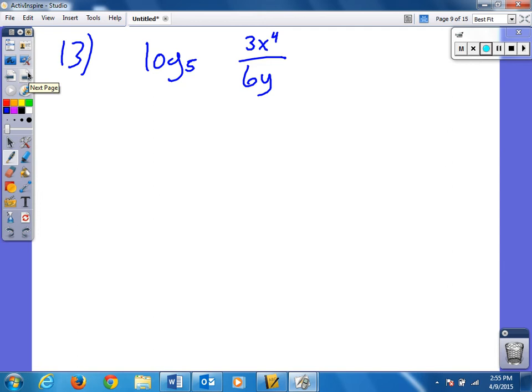For number 13, the first thing you want to do is reduce that fraction. If you don't reduce that fraction, I gave most of the credit, 3 of the 4 points, if you did have the fully expanded form without having reduced it first. But the first thing we want to do here is definitely reduce that fraction. So we're going to have this be x to the 4th over 2y, and that's what we're taking the logarithm of.